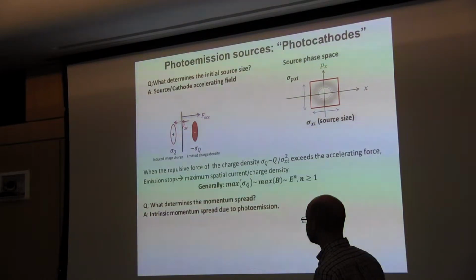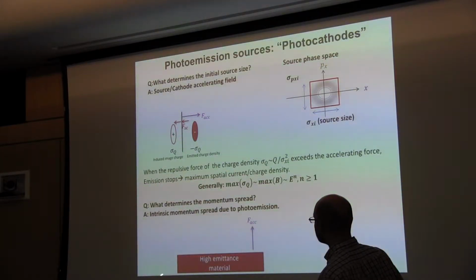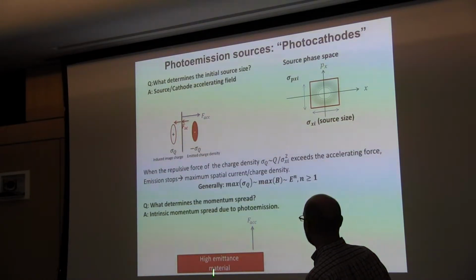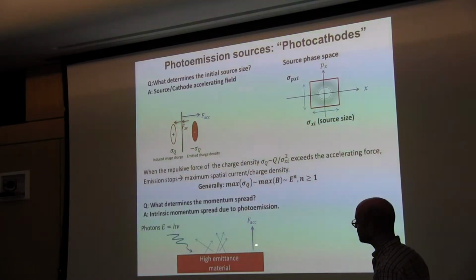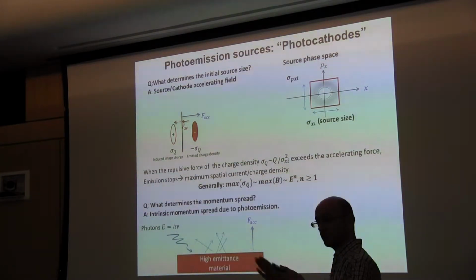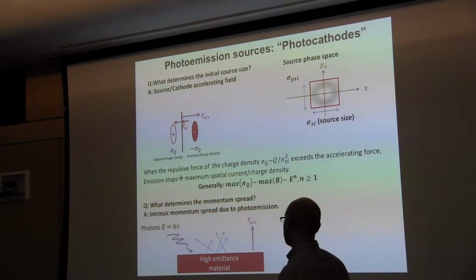What determines the momentum spread? Well, the momentum spread is actually the intrinsic momentum spread of the photoemission. Ivan mentioned this earlier. So let's imagine a case where I have a very high emittance material, and I'm accelerating in this direction now. I send in some photons. What does high emittance look like? It looks like a very disordered momentum space, where the emitted particles have a large uncorrelated variance in the magnitude and direction of the momentum.